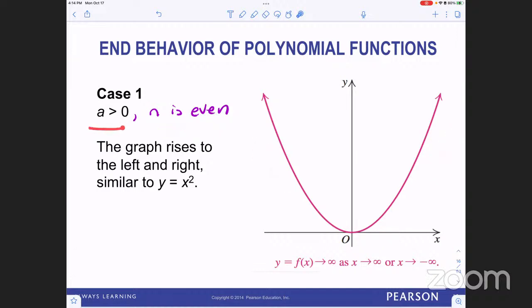If we have a positive leading coefficient, our graph goes up to the right. If the degree of our polynomial is even, the other side does the exact same.